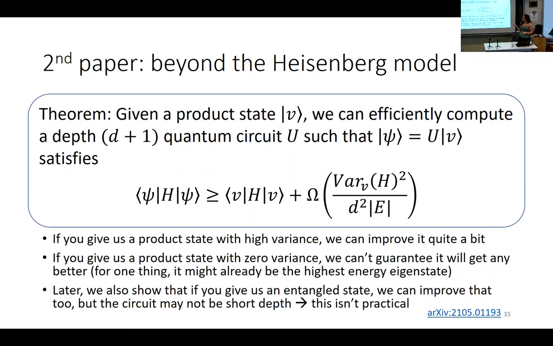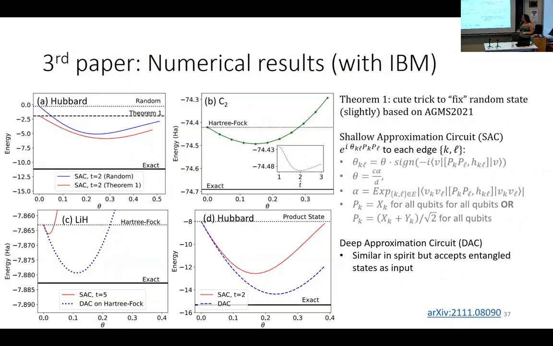So I took this stuff and went and applied it to some actual physics problems. I don't know if any of you are physicists, but this is sort of what we did, just some really basic numerical experiments. What you're looking at here, in the top left, is the Hubbard model. We have a C2 molecule, lithium hydride, and then again Hubbard in a different case. On the y-axis, you have the energy of the state, and on the x-axis is essentially just a single variational parameter.